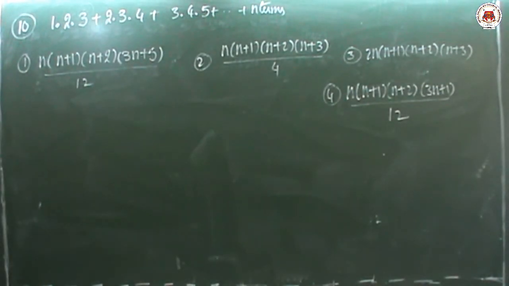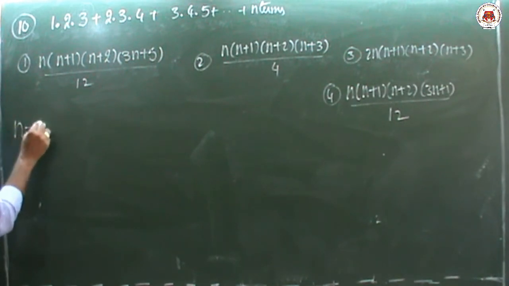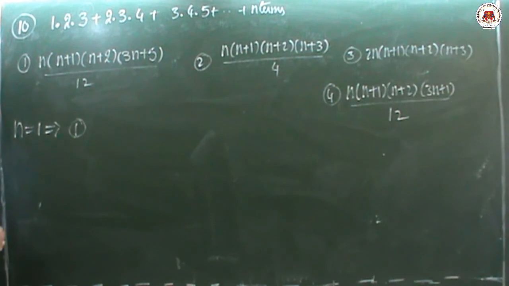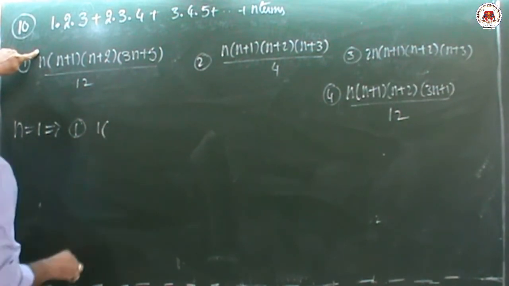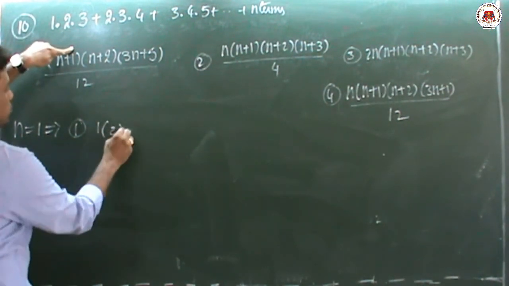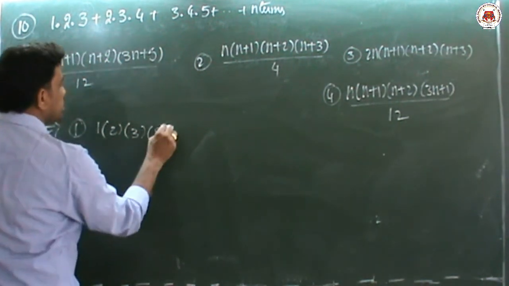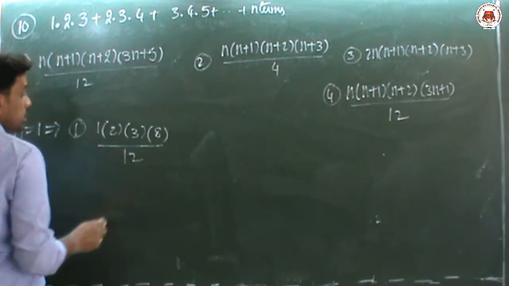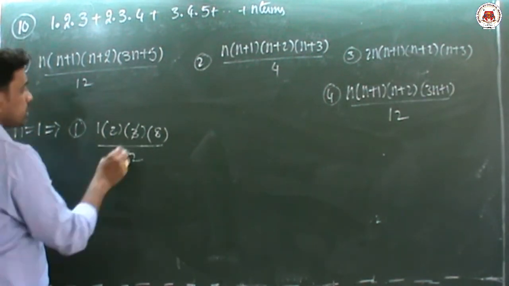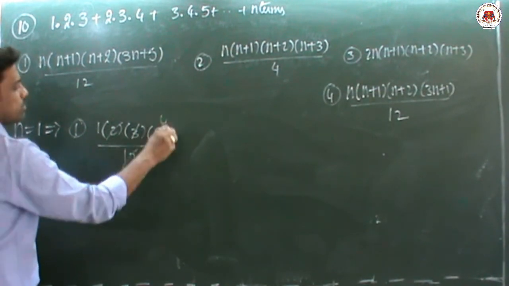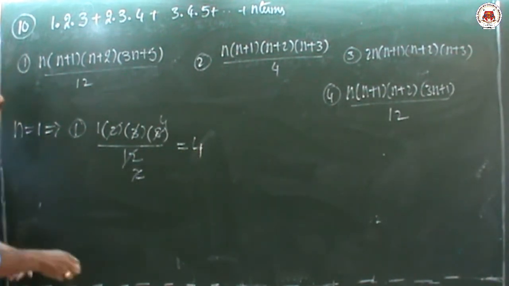So how to do this question? The same story, same to same, no changes. First you take n equal to 1, the first option. Put 1 into 1 plus 1 is 2, 1 plus 2 is 3, 3 ones are 3, 3 plus 5 is 8 by 12. So 3 2s are 6, 6 2s are 12, 2 4 times. What is the answer? 4.